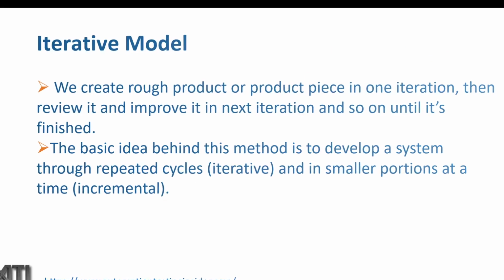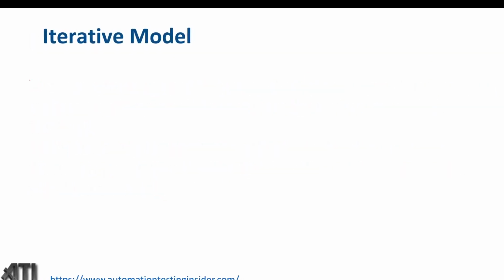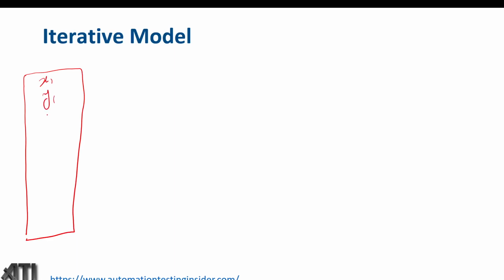Now let me explain with the help of an example. Suppose we got some requirements from the customer. Take an example, these are requirements x1, y1, z1, x2, y2, z2, and x3, y3, z3. So these are the requirements we got from the customer.